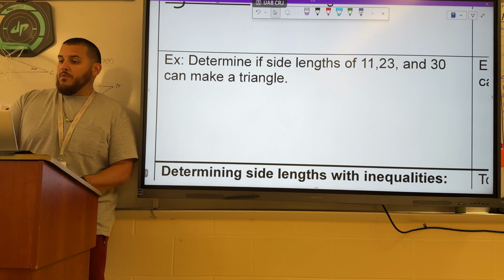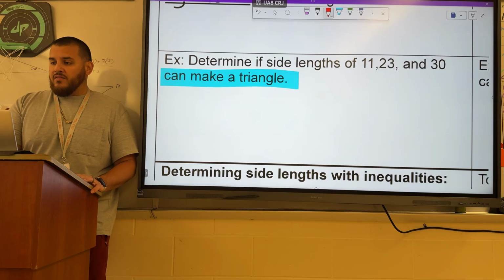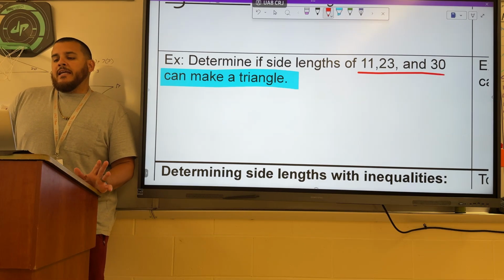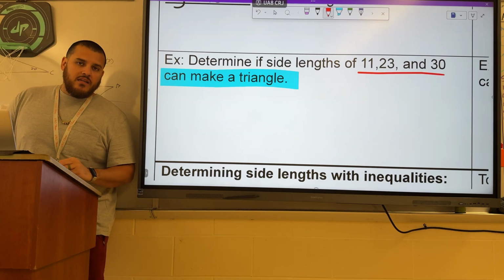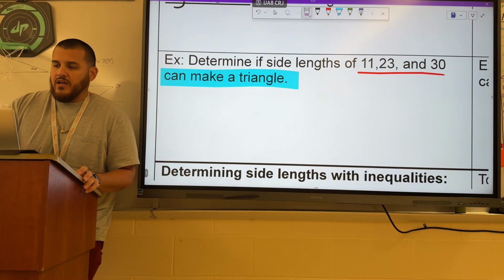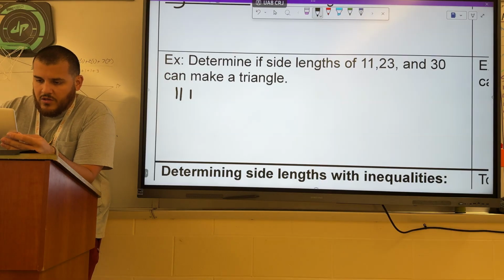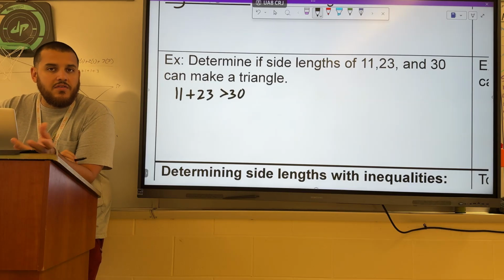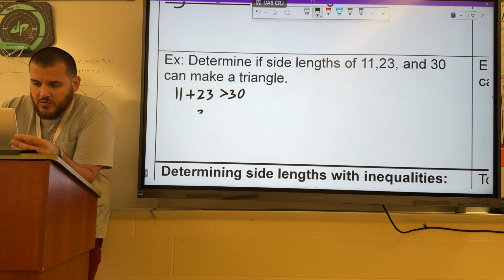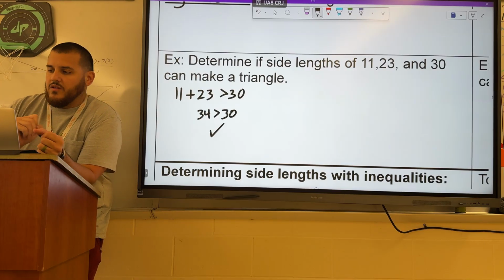We need to be able to tell, can we make a triangle with any given side lengths? And again, the rule is any two sides we add together must be greater than the third side of the triangle. So if I take two sides at a time, like 11 and 23, I need to confirm that that is greater than 30, the third side. 11 plus 23 is 34. 34 is greater than 30. I'm just making a little note here. That works for those two sides.